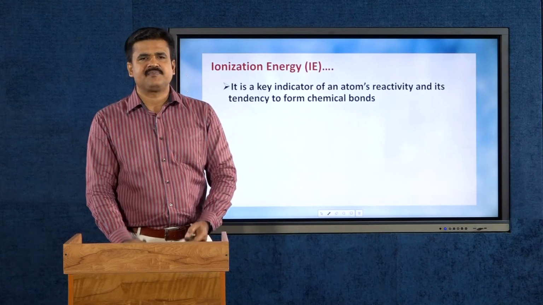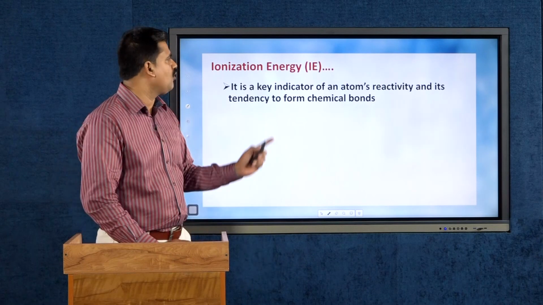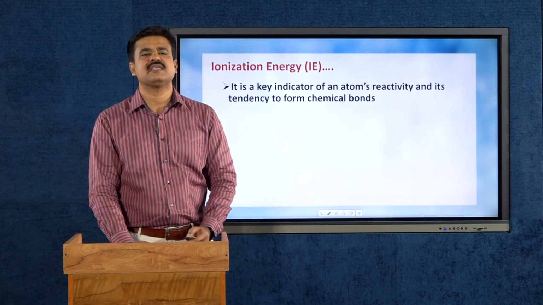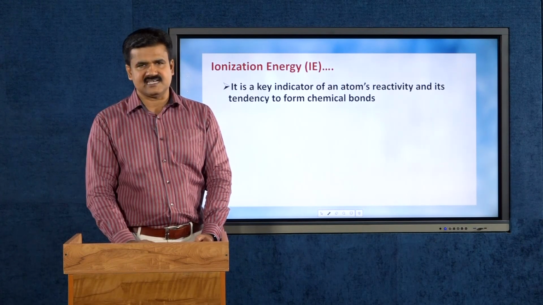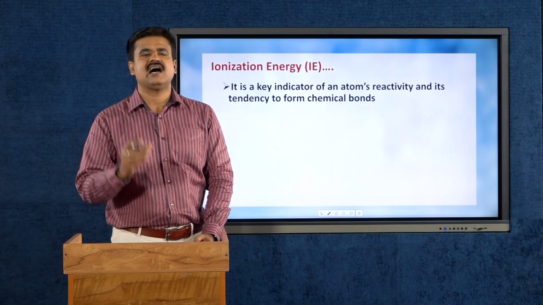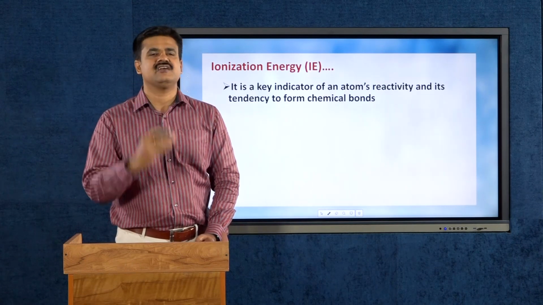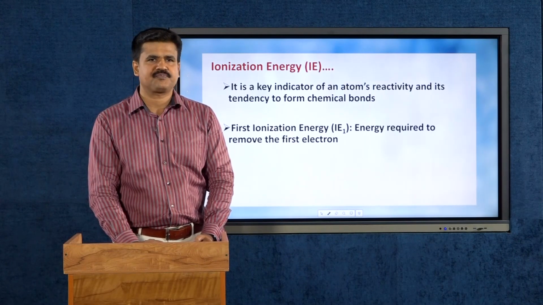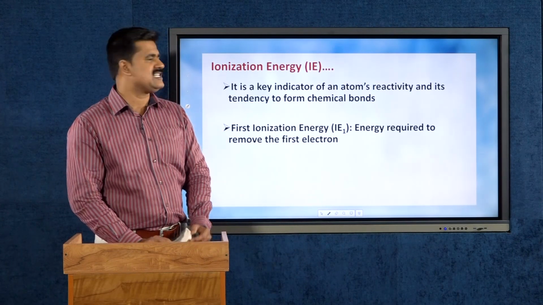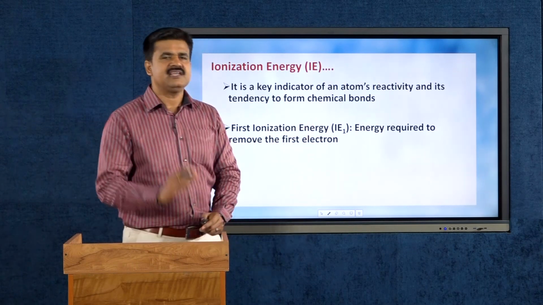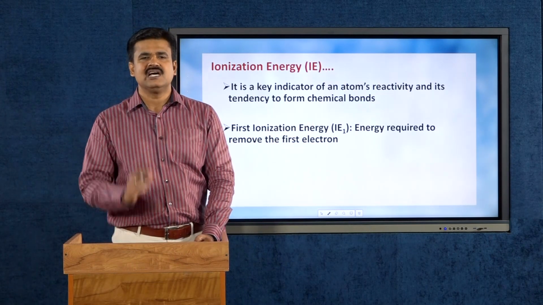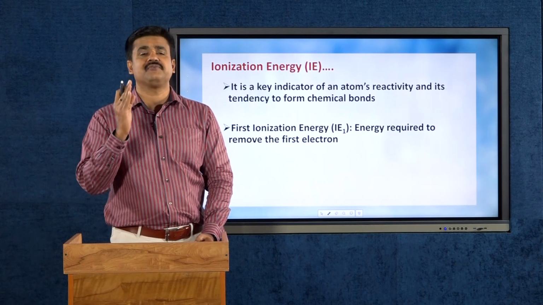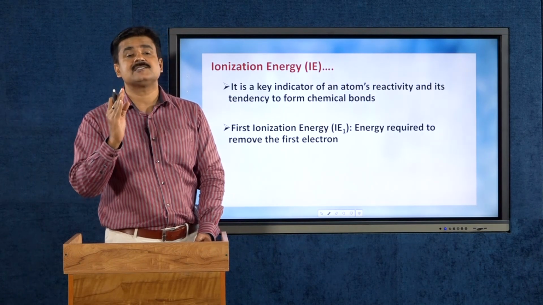Ionization energy is a key indicator of an atom's reactivity and its tendency to form chemical bonds. This simply implies that ionization energy has a close relation with the tendency of an atom to form chemical bonds. The first ionization energy, abbreviated as IE1, is the energy required to remove an electron from a neutral atom, or the amount of energy required to remove the first electron.